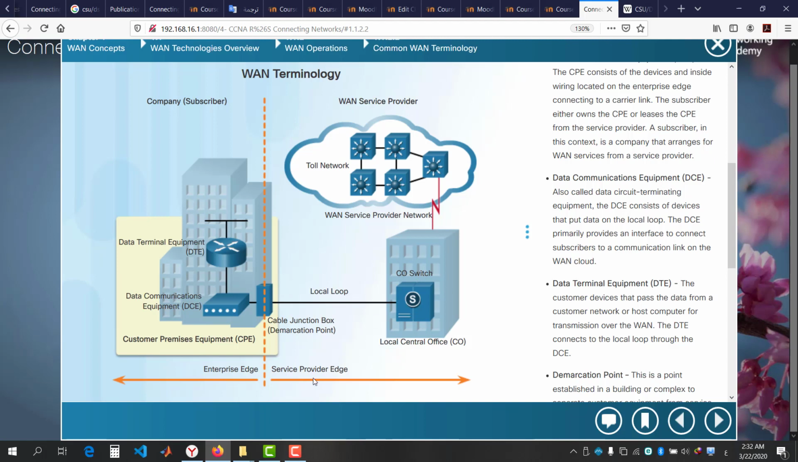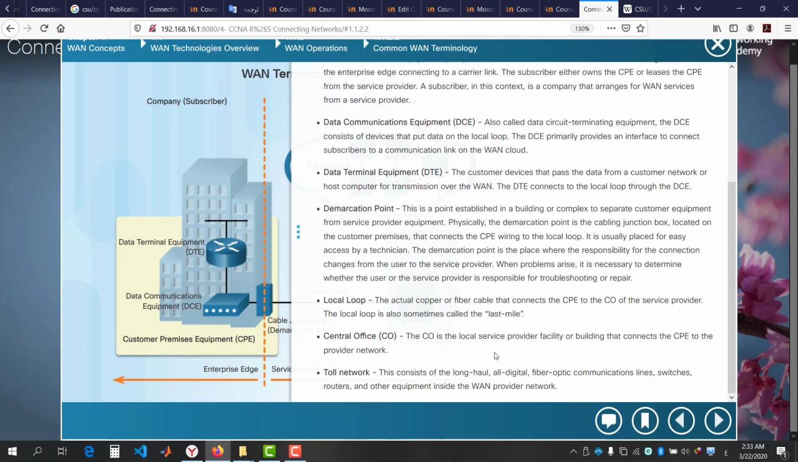We are talking about the other side, or right hand side, which belongs to the service provider. We start with the concept of the central office. The CO is a local service provider facility or building that connects the CPE to the WAN provider network.